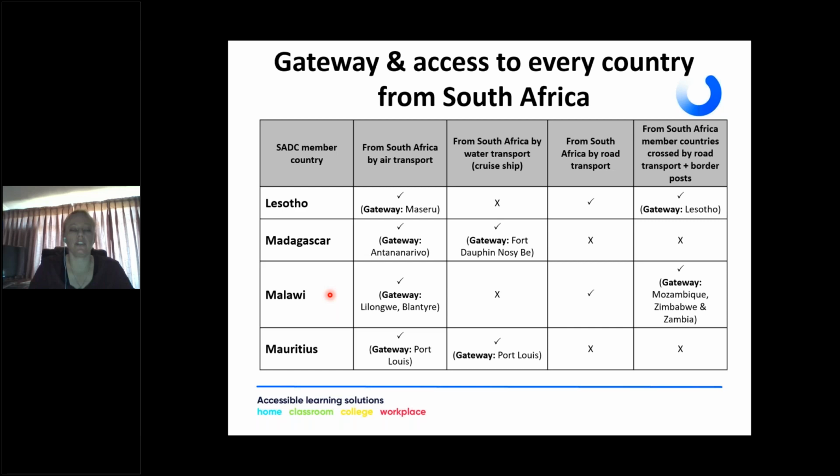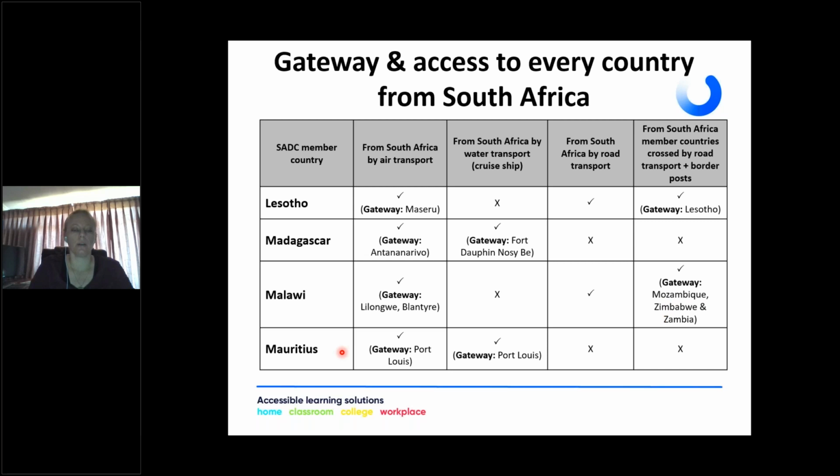Then if you look at Malawi, Malawi can be reached via air transport. The gateway there will be Lilongwe. You can't reach it via water transport, but you can reach Malawi from South Africa via road transport. Gateways will then be Mozambique, Zimbabwe, Zambia.